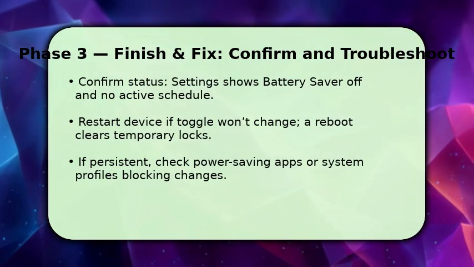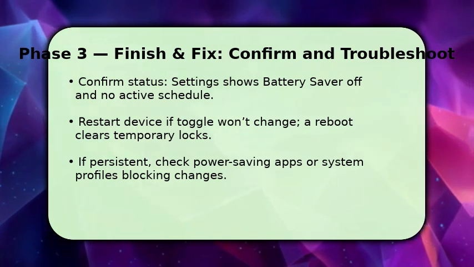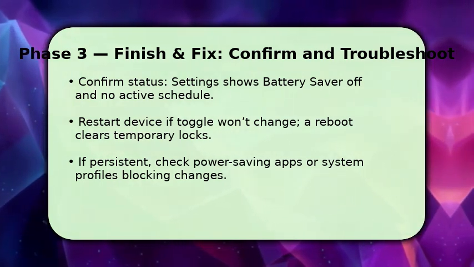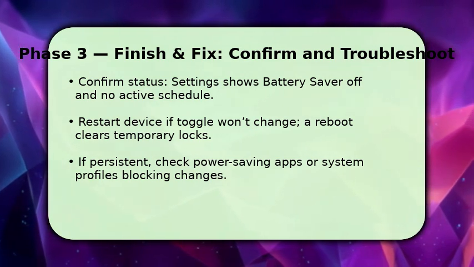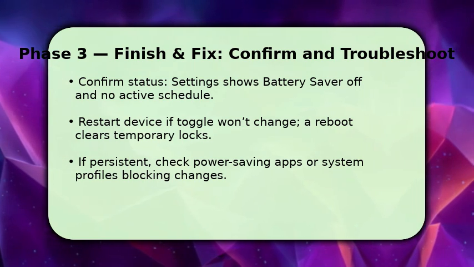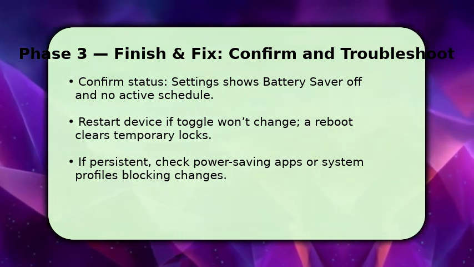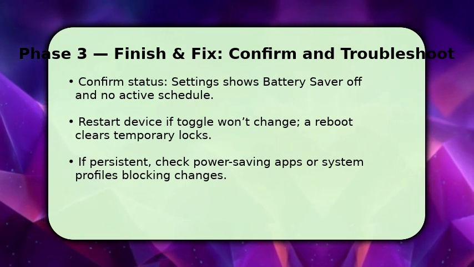If the toggle refuses to change, restart the device. A reboot often clears temporary permissions or service locks and lets you switch it. If problems persist, inspect third-party power-saving apps, device profiles, or corporate management policies that can force battery saver on. Disable or adjust those controls.